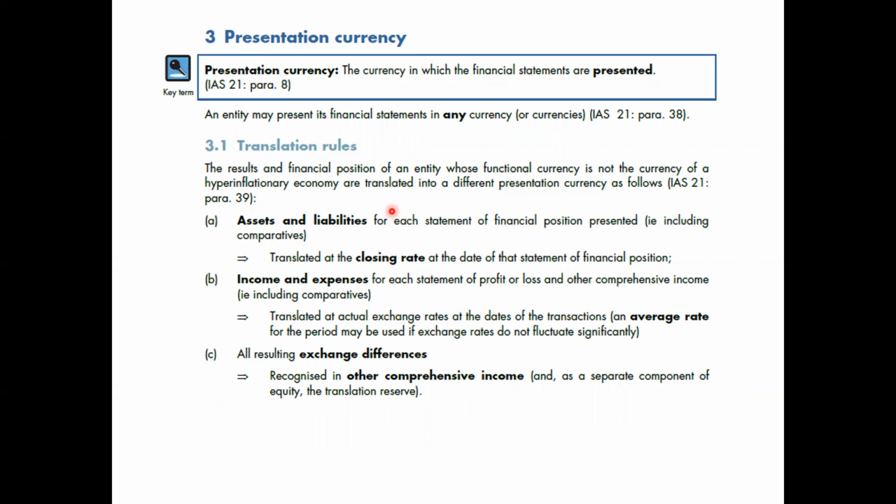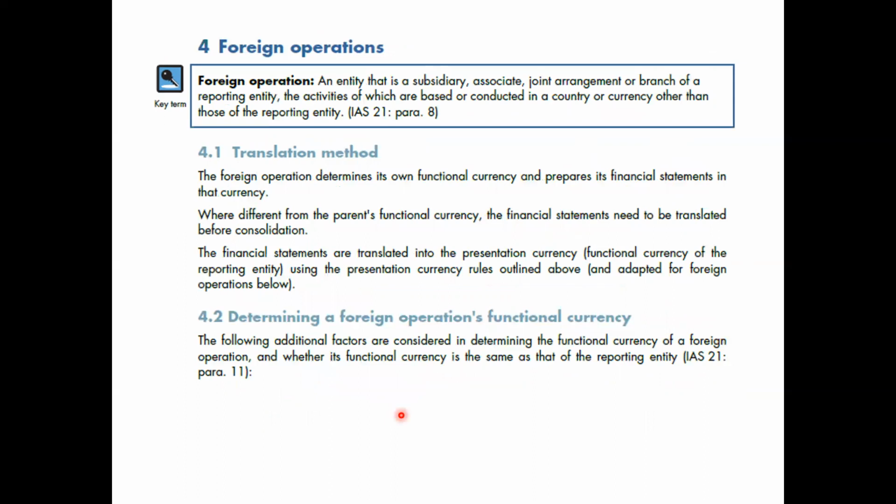Then we have translation rules. When we have assets and liabilities, we will use the closing rate at the end of the reporting period, in the statement of financial position. For income and expenses, we will use an average rate if we don't have a specific date with a specific transaction. If it's something that accumulated during the course of the year, we can use an average rate. And exchange differences are recognized within other comprehensive income, in a component in equity as a translation reserve. So make sure that you understand this translation of the foreign currencies.